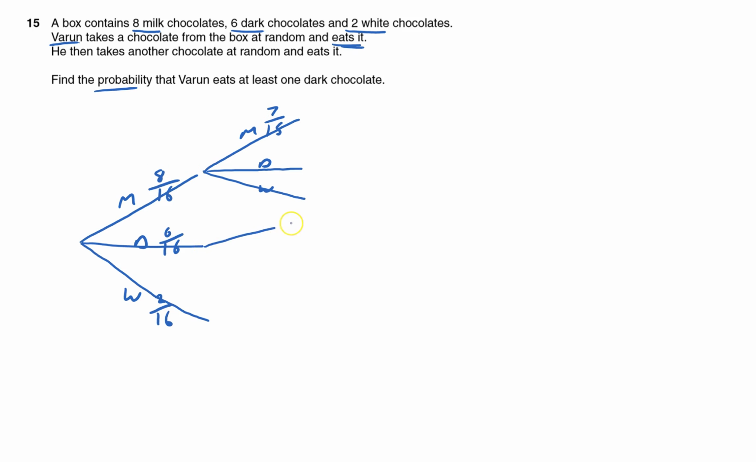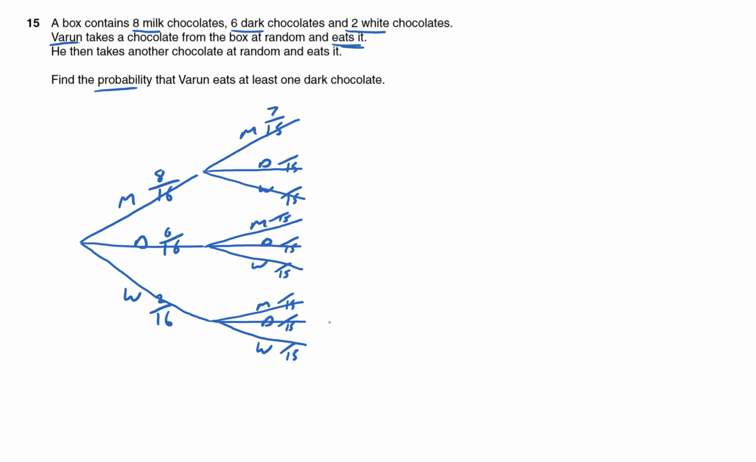So anyhow, let's keep on going with milk, dark, white. I have the milk going up, the dark going straight across, and the white going down. So milk, dark, white, milk, dark, white. 7/15. The dark one, they're actually all going to be out of 15, so I'm just going to put that in there, because once we've had one chocolate, there's only 15 left. So all of these are 15ths.